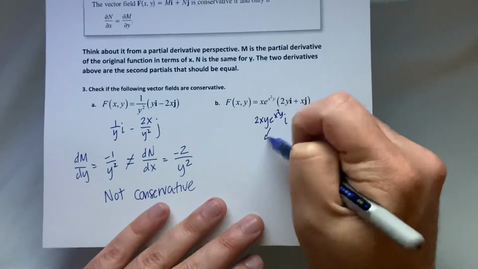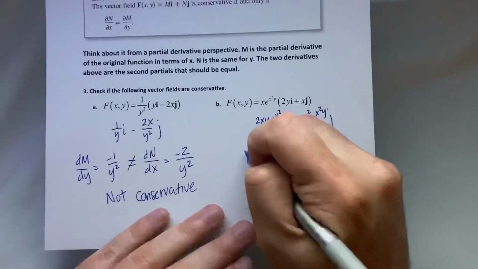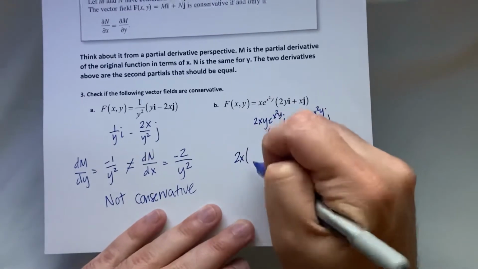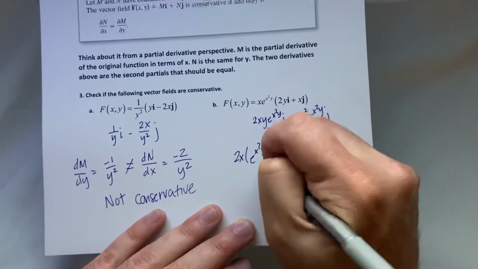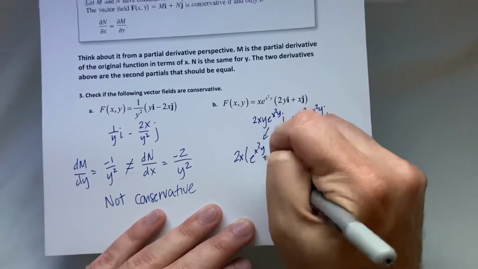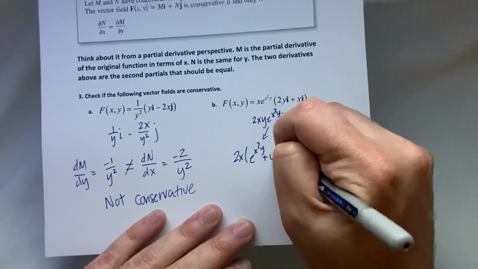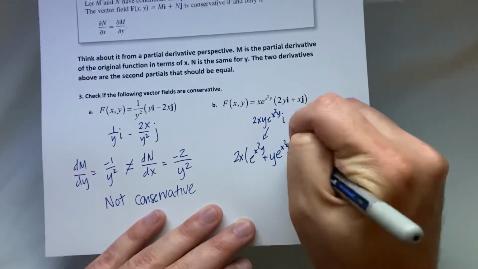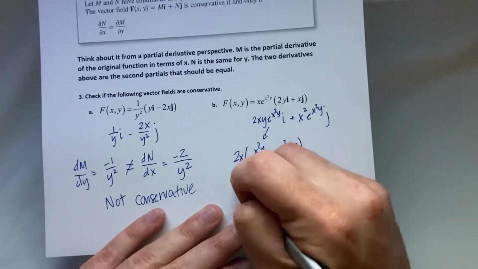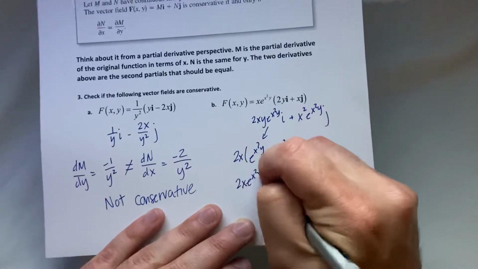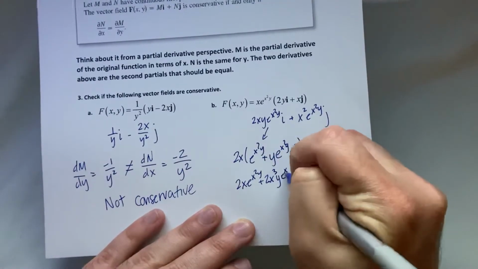So check the y partial here. This is 2x times, what will be product rule, so that'll be e to the x squared y times, or plus, y times the derivative of this thing, so e to the x squared y times x squared. So in total, this is 2x e to the x squared y plus 2x cubed y e to the x squared y.